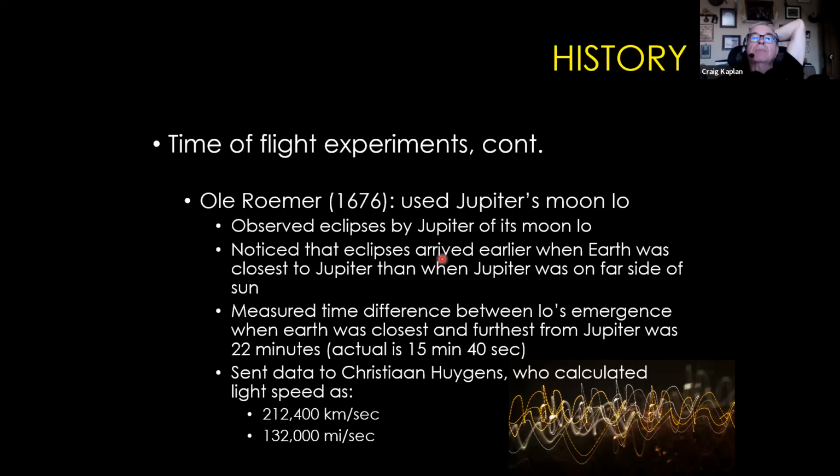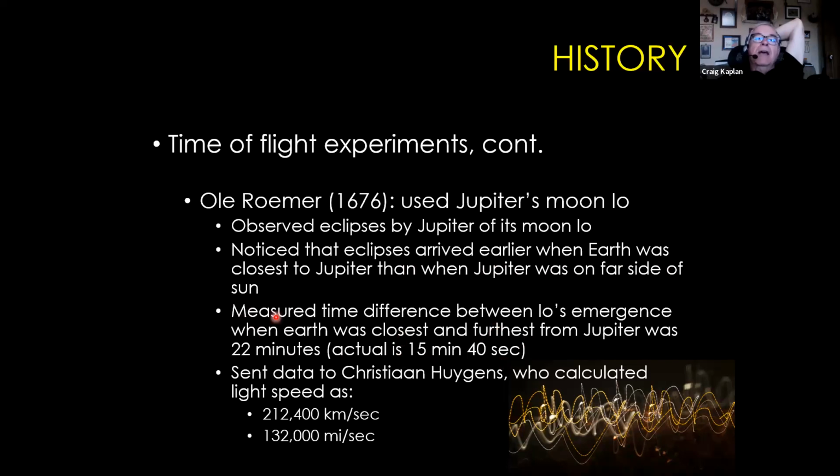And he noticed that light from eclipses arrived earlier when the Earth was closest to Jupiter than when Jupiter was on the far side of the sun. So when Jupiter was on the same side of the sun as Earth, the eclipses arrived much earlier than when it was more distant. Romer measured the time difference between Io's emergence when Earth was closest and furthest from Jupiter, and found a difference of 22 minutes in how long it took the light to get to us. It turns out that the actual measured number since then is 15 minutes.